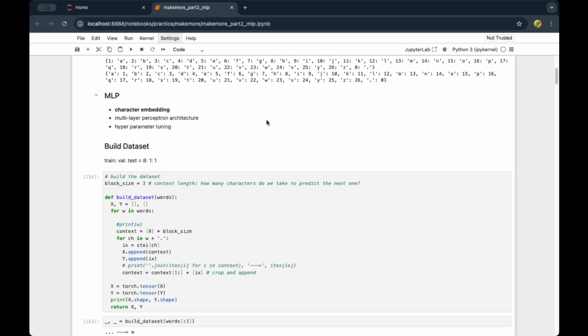In this video, we will follow Andrej's path again and build a smaller model to further optimize the loss. We will introduce three key concepts in this video. They are character embedding, multi-layer perceptron, hyperparameter tuning. We'll go through these three key concepts and pick Andrej's brain on how he tunes the training process and hyperparameters to get the optimized results.